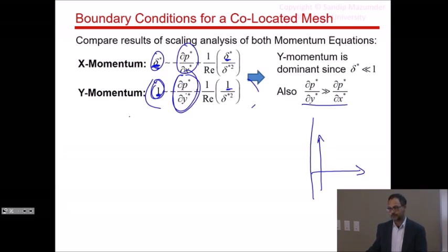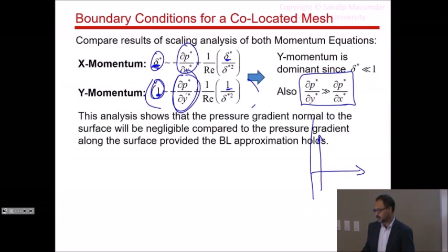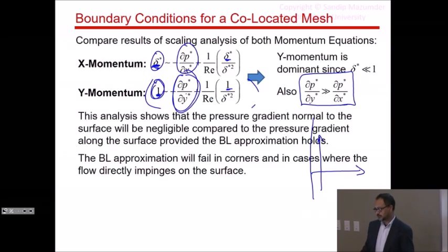Okay? So along the wall, pressure is changing more rapidly than it's doing normal to the wall, at least if we believe that the boundary layer approximation is valid. Okay? So this is really the most important result that I wanted to derive, because that helps us then apply our boundary conditions. So I'm saying here that this analysis shows that the pressure gradient normal to the surface will be negligible compared to the pressure gradient along the surface, provided the boundary layer approximation holds. Okay, that's important.